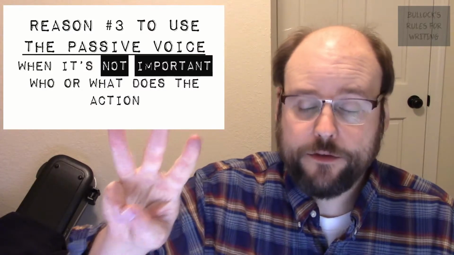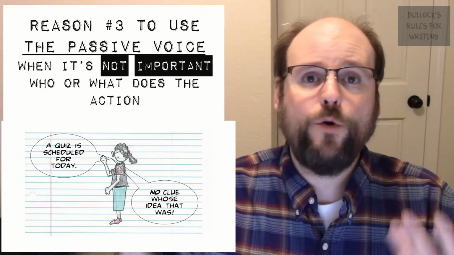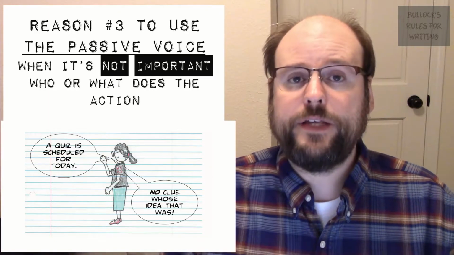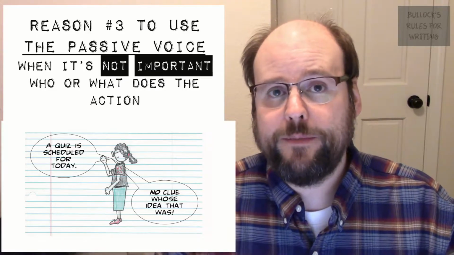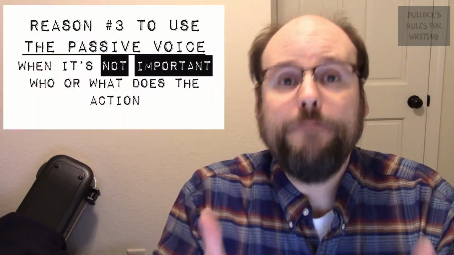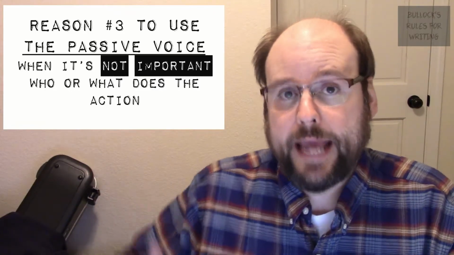Number three, the third reason to use the passive voice is when the who did the action actually isn't important. If the press secretary for the president stands up at the podium and says, mistakes were made, and as a result, we are all resigning. Okay, it doesn't really matter who made the mistake. That person is going to be among those who are resigning and out of office.